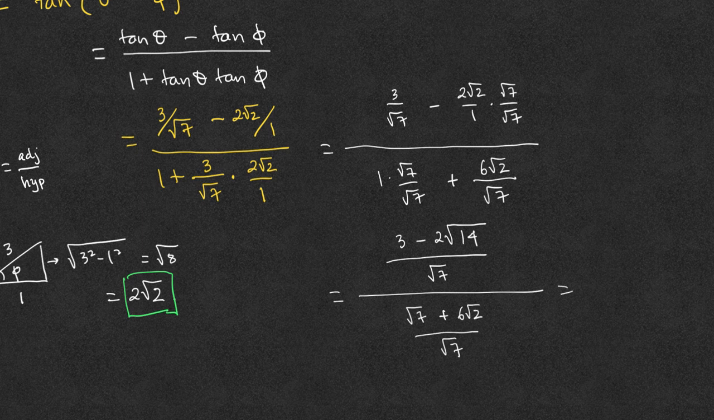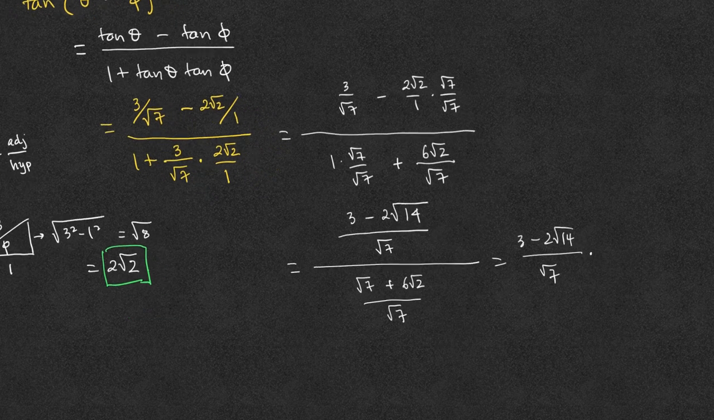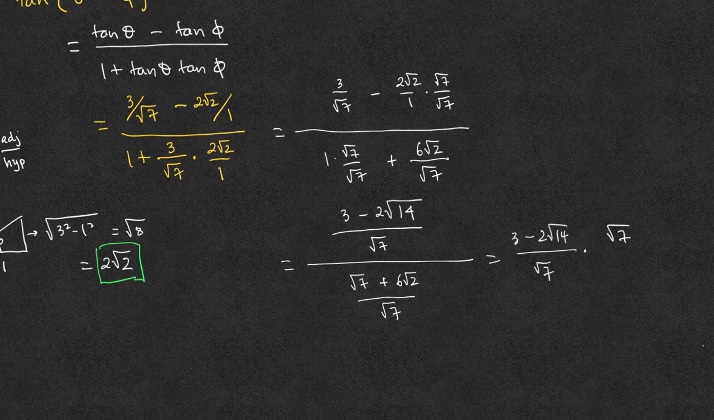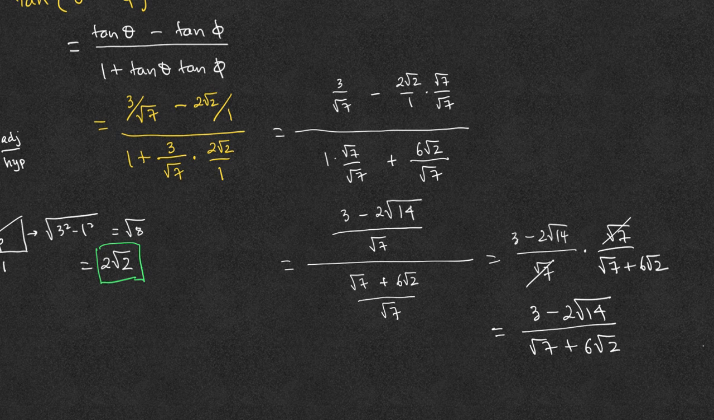6√2. This is 3 minus 2√14 over √7 times the reciprocal of the denominator, which is √7 over √7 plus 6√2. The square root of 7 cancels out. The result is 3 minus 2√14 over √7 plus 6√2, and we are done. We don't need to multiply by the conjugate or rationalize the denominator in this case.